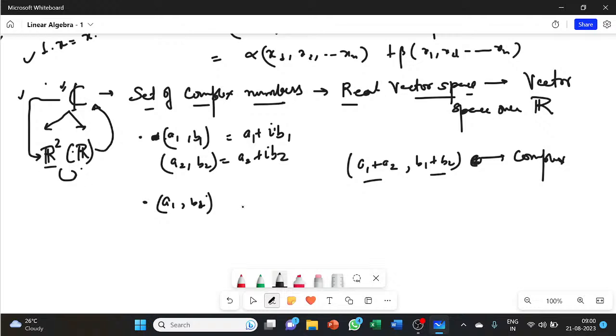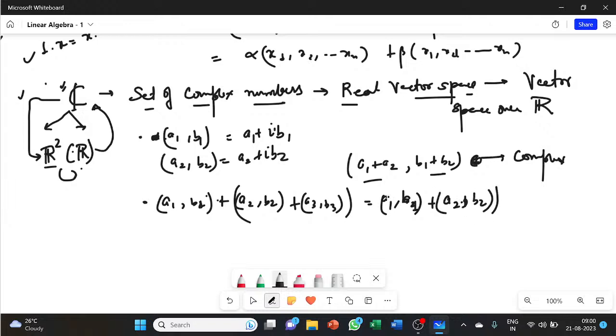So if I add a1 comma b1 plus a2 comma b2, and then add another a3 comma b3, this would be the same thing as writing a1 comma b1 plus a2 comma b2 added first, and then added with a3 comma b3. So associativity holds.